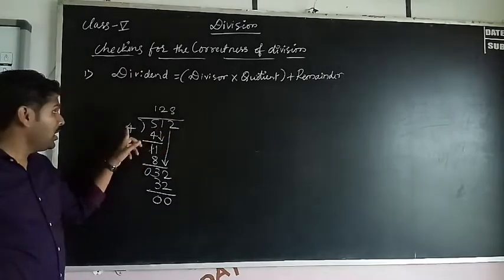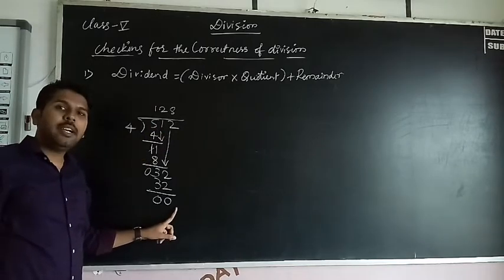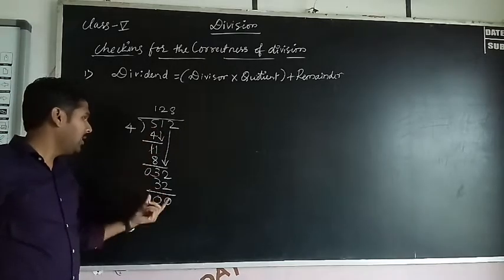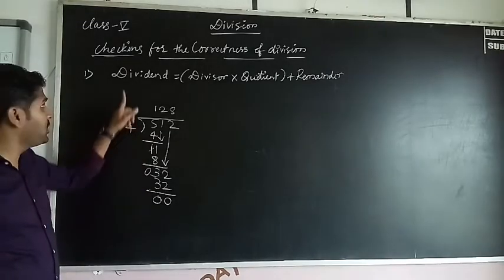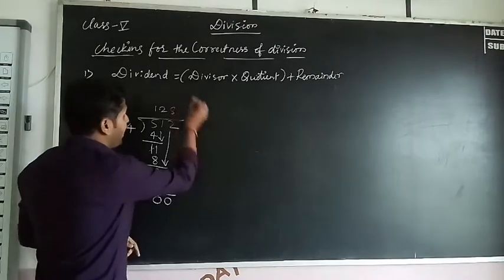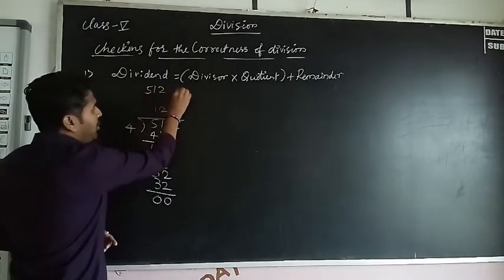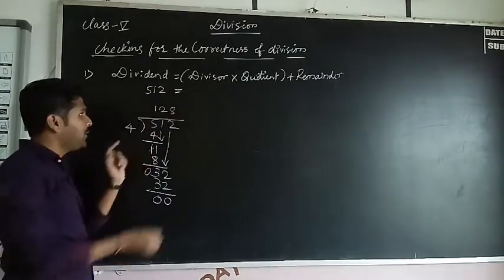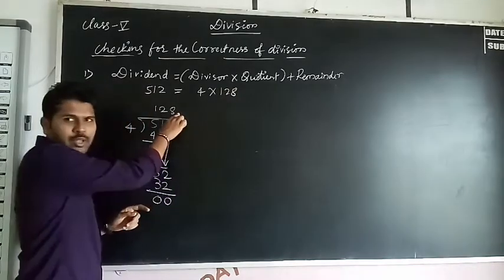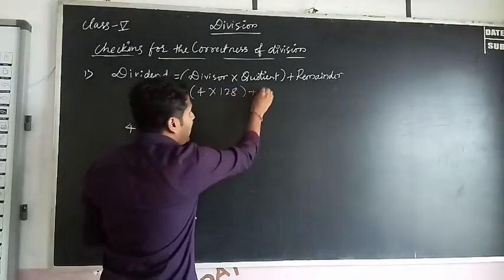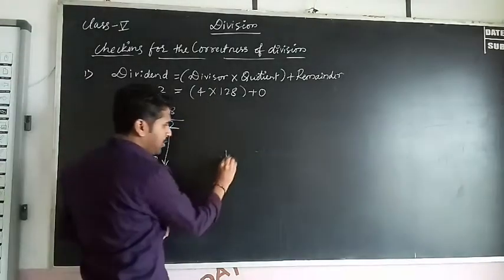So how to check it? Dividend equals divisor into quotient plus remainder. If this is correct, the division is also correct. Check it just here. Divisor is 4. Dividend here is 512. What about the divisor? It is 4. So 4 into 128, the quotient is 128, plus remainder is 0. So now multiply 4 into 128.